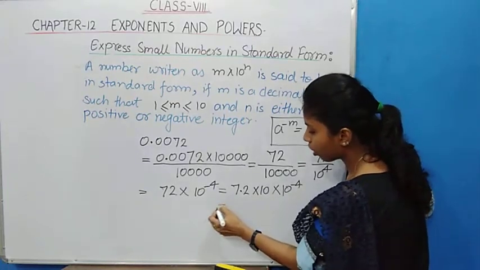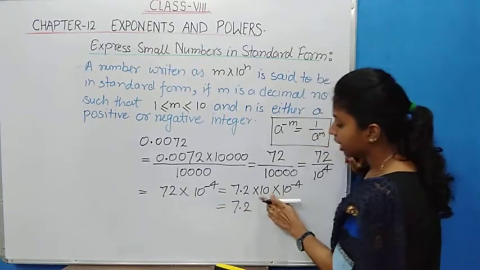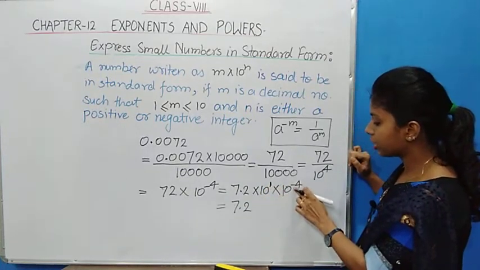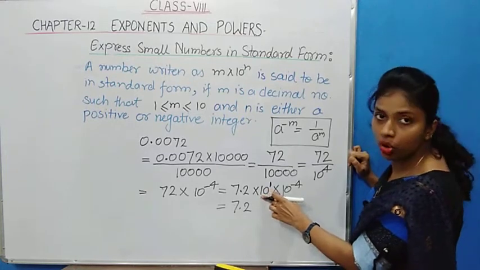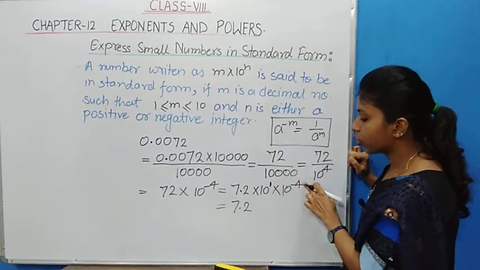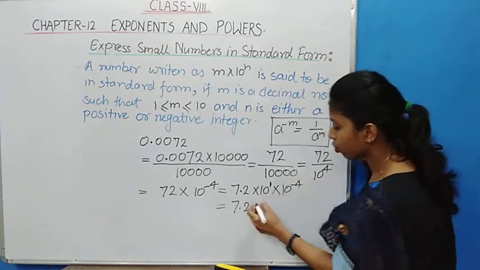Now we have 7.2 into 10 raised to power, having nothing means 1, and into 10 raised to power minus 4. We know that if we multiply numbers with the same base, then the powers are going to be added with each other. So what we get?